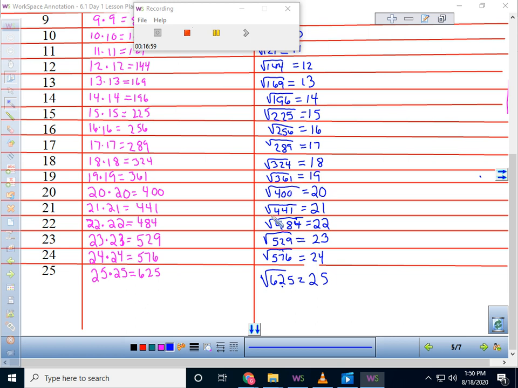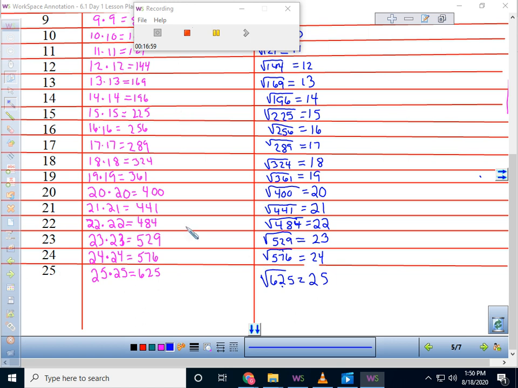The square root of 400 is 20. The square root of 441 is 21. The square root of 484 is 22. The square root of 529 is 23. The square root of 576 is 24. And the square root of 625, of course, is 25.